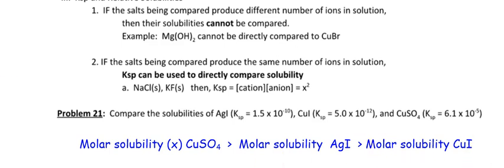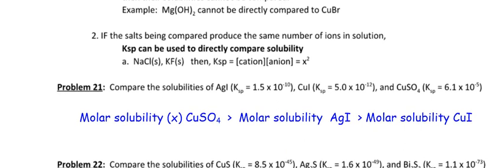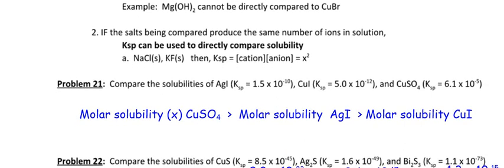Now, what about problem number 22? It says compare the solubilities of these 3. Now, what did you notice about those 3? They all give you different amounts of ions. Here you're going to have 2 ions, here you have 3 ions, and here you have 5 ions. So what are you going to do? Well, figure out their x's, and then go from there.